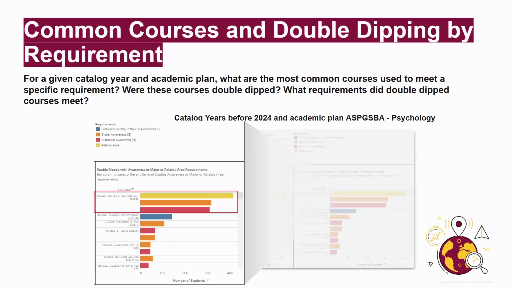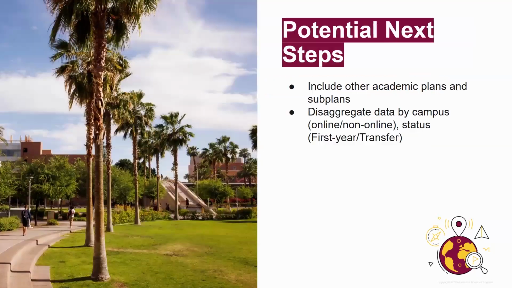All other subsections under the third section have similar charts and requirements specific to those subsections, and they could be used to filter down those requirements and see the most common courses, whether they were double dipped or not, and if so, what are the other requirements that were met by the courses. That ends the overview of the dashboard.